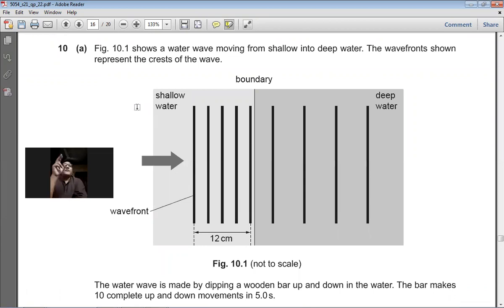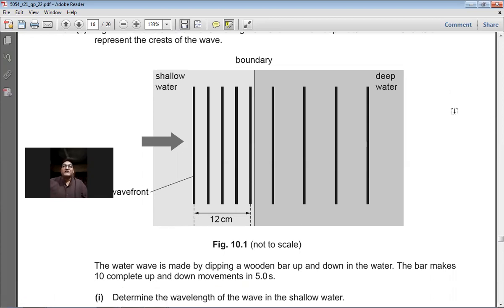Figure 10.1 shows a water wave moving from shallow into deep water. The wavefront shown represents the crest of the wave. So these are basically wavefronts, and they are basically the crests. Here the water is shallow, here the water is deep. The water wave is made by dipping a wooden bar up and down in the water. The bar makes 10 complete up and down movements in 5 seconds. Determine the wavelength of the wave in the shallow water.